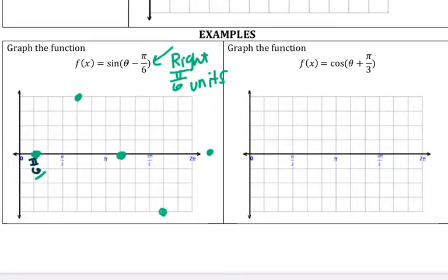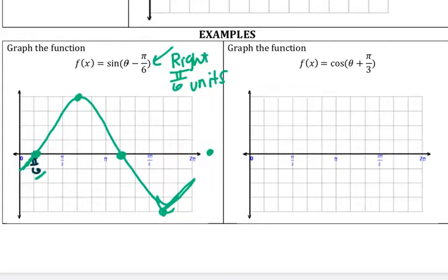So now if I were to draw my curve, it will look something like this. So it's a little bit off, and I'm going to even continue this one that way. Right, so we see it's the same sine function, but we see a little bit more of the left side and a little less of the right because we shifted it right pi over 6 units.